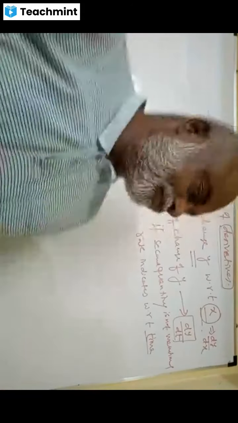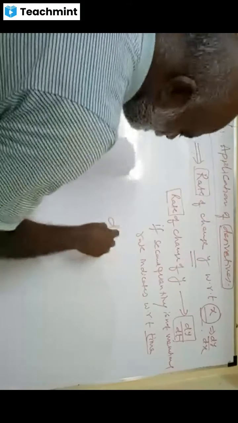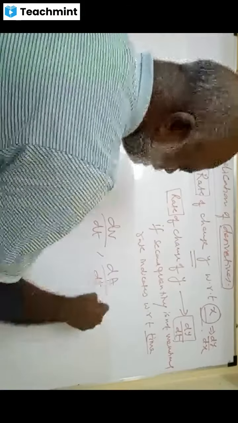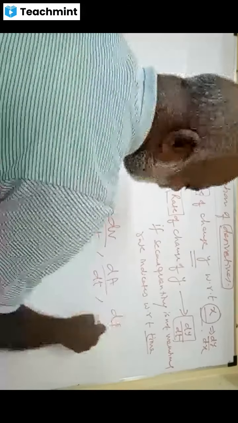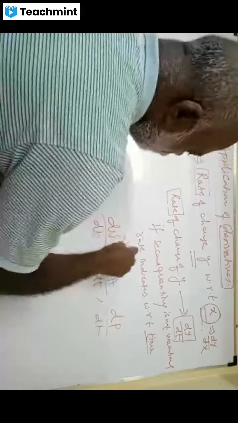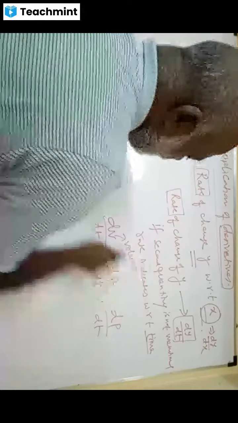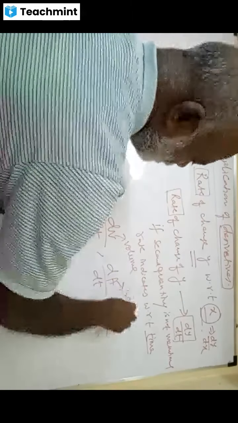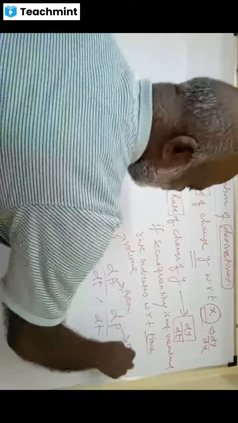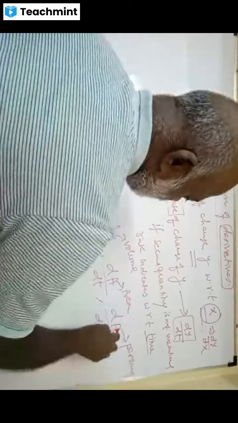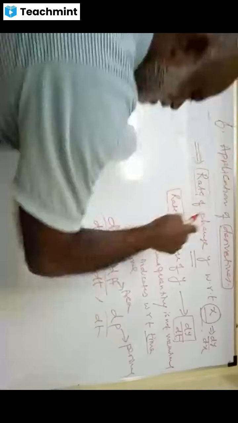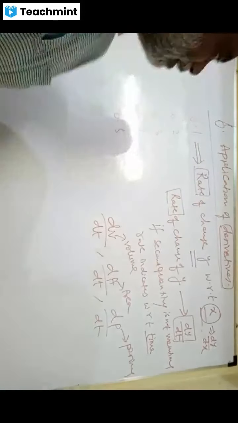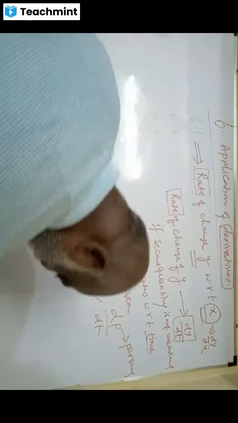How to find dy by dt? How to find dA by dt? How to find dP by dt? This is called volume. Rate of change of volume, rate of change of area, rate of change of perimeter. So one dimension, two dimension, three dimension. Clear?